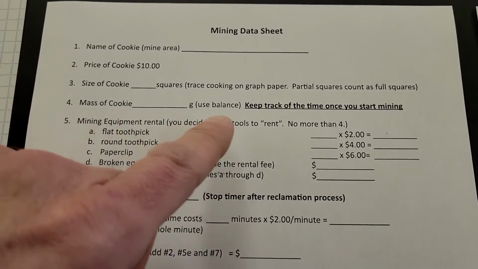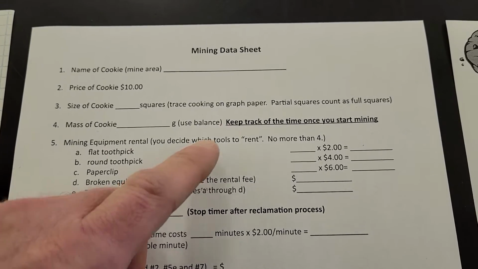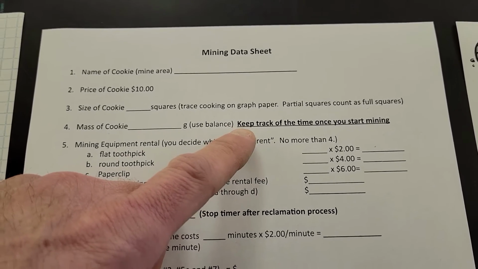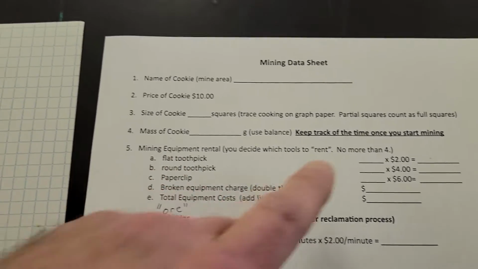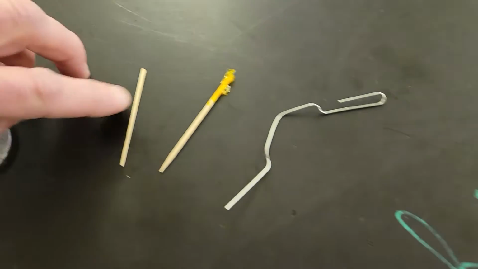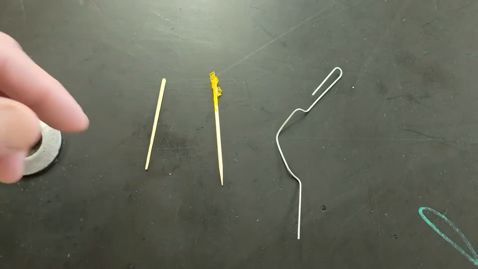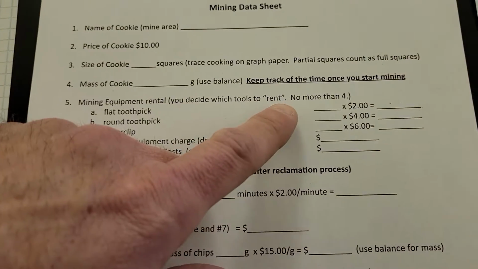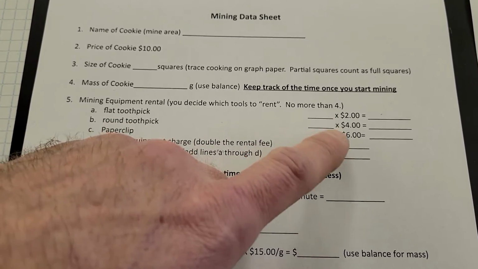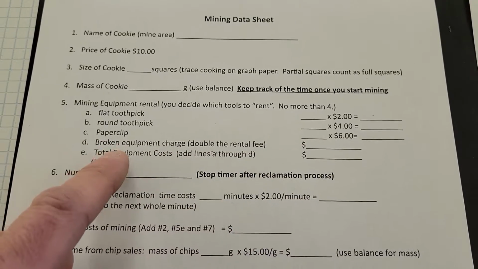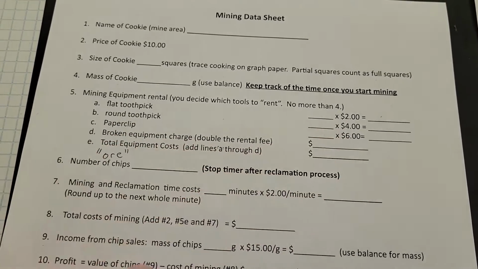At this point, we're going to figure out which tools we want to use. Here it says keep track of the time once you start mining. That's after we get the tools figured out. You have 3 options for types of tools, and you can take no more than 4 of them. There's a flat toothpick, a round toothpick, and a paper clip that you can bend into a different shape if you want to. So it's no more than 4, whatever combination. Write the numbers here. Pay attention to the prices of each. If you break any of the equipment, it's double the rental fee.